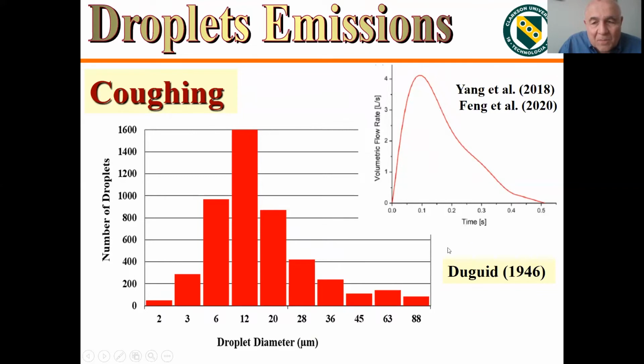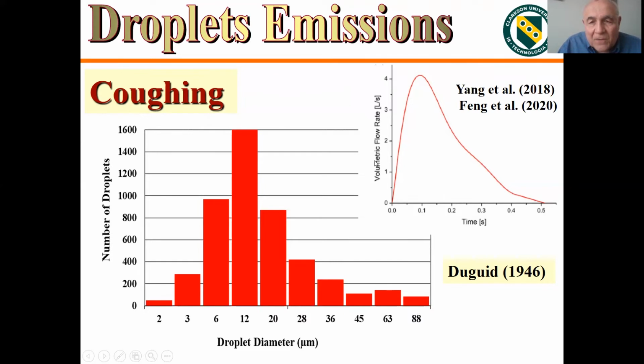Coughing was studied by Duguid long ago, and this is the distribution of the particles at different sizes and the number of droplets coming from coughing. There's actually a much larger size here, but we kept it to less than 100 microns, which is the maximum size number of the particles.